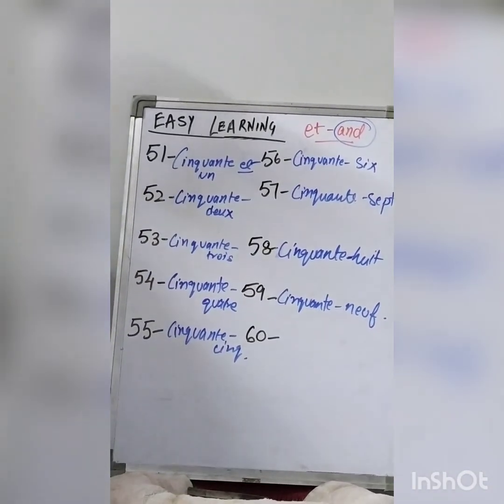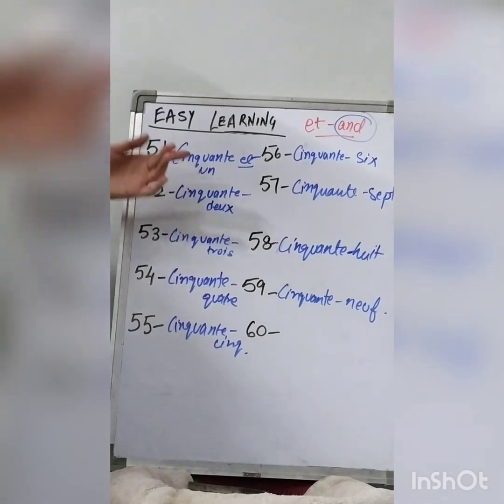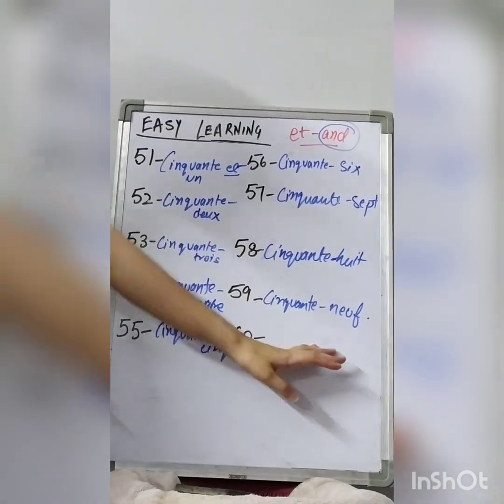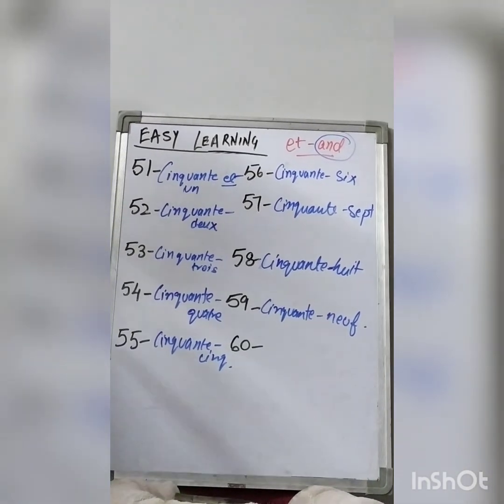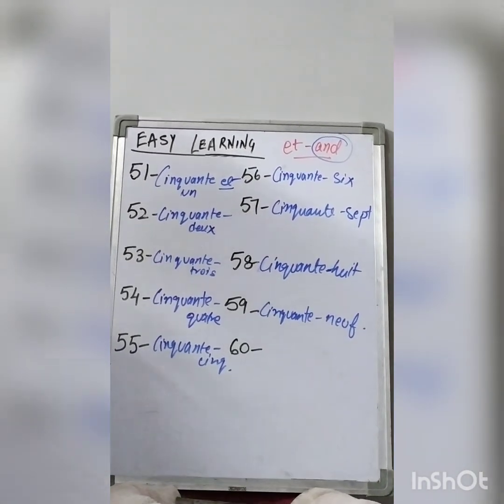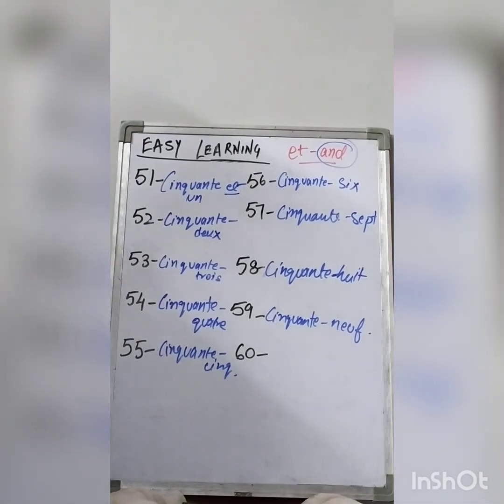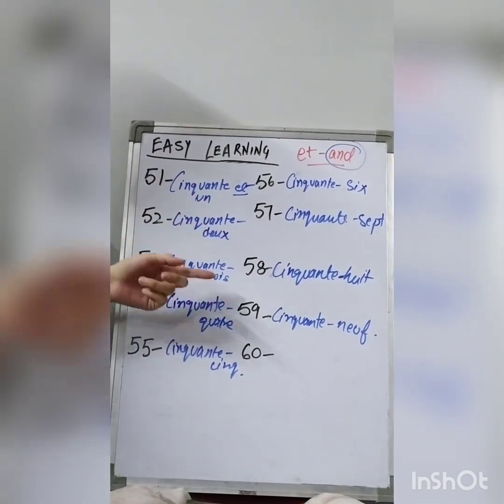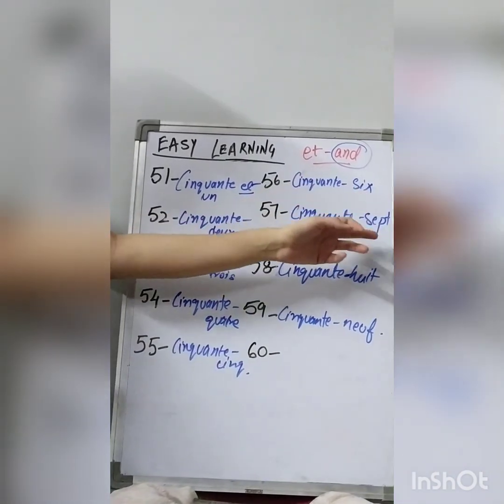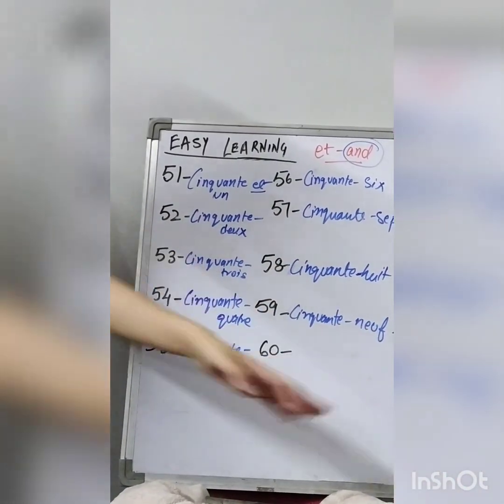If at all you are not able to recognize what trois, quatre, till neuf are, I would suggest you go back to my first video of the channel and watch how we pronounce 1 to 9: trois, quatre, cinq, six, sept, huit and neuf.